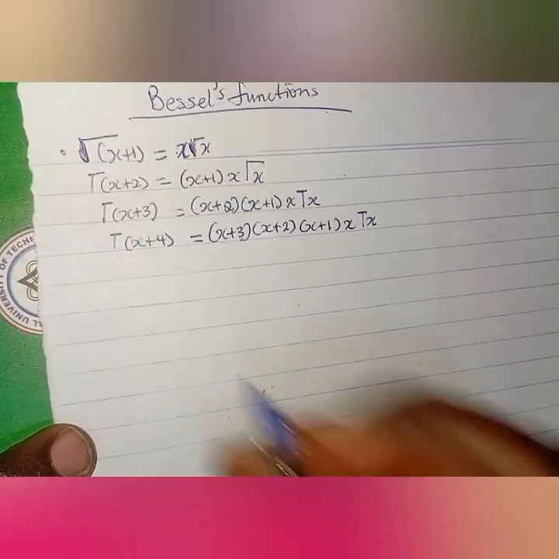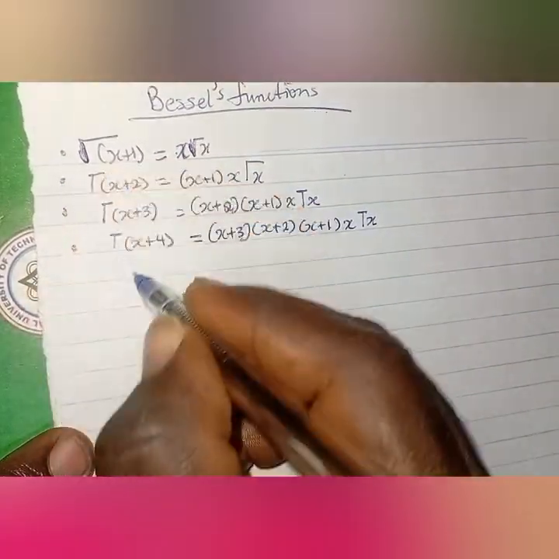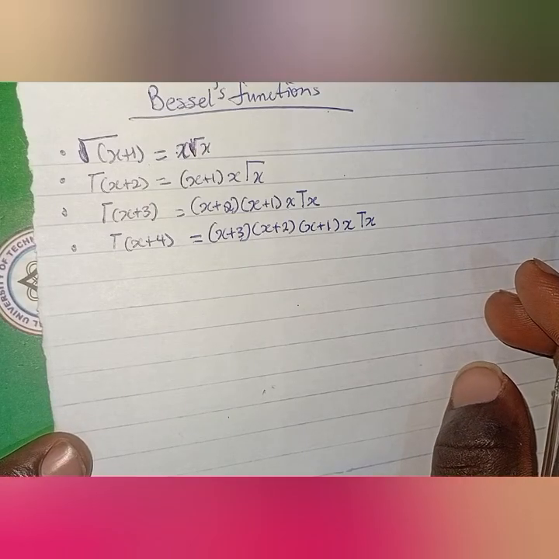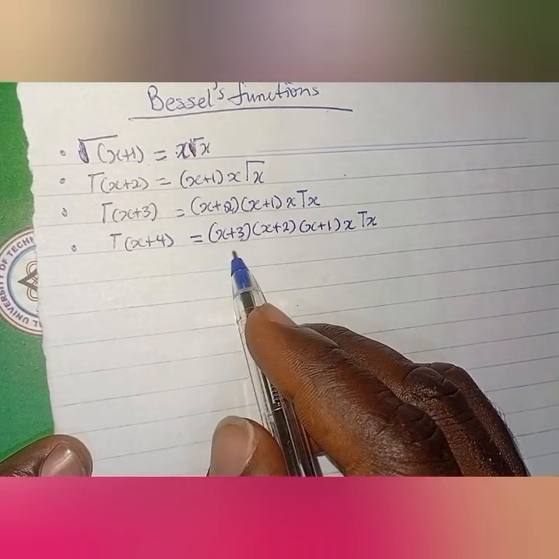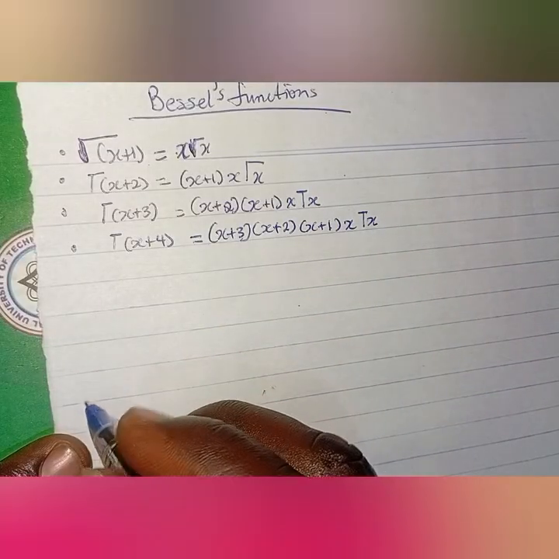So when you have gamma x plus 5, I believe you know what you're going to have next. It is going to be x plus 4, x plus 3, x plus 2, and so on like that.